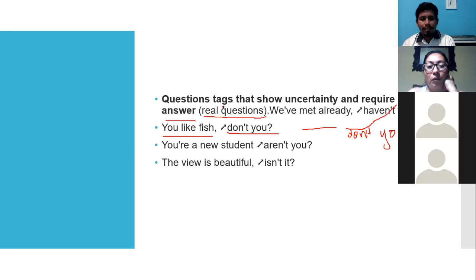"We have met already, haven't we?" That's a rising intonation because it is a question with a tag at the end. "You like fish, don't you?" If you notice, "don't you?" is a rising intonation. "You are the new student, aren't you?" So we have a rising intonation in each of the tags that we have here, those at the end, like "haven't we," "don't you," "aren't you," "isn't it." Those are tags, and when we use tags, they are all rising.